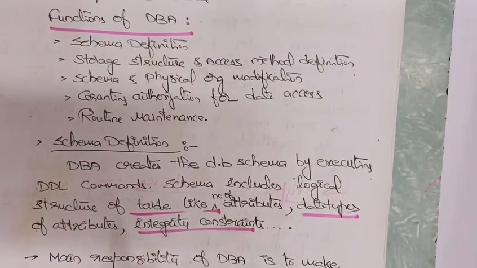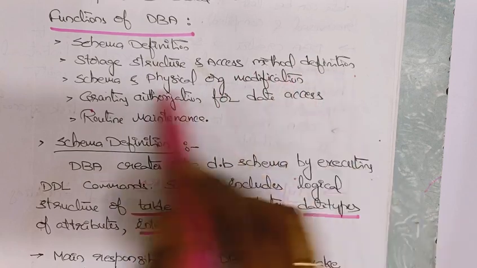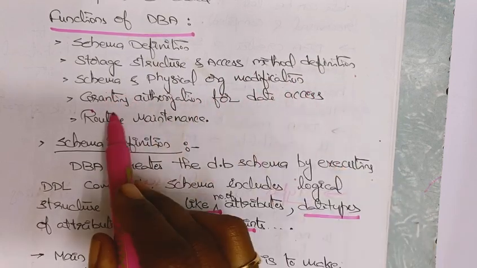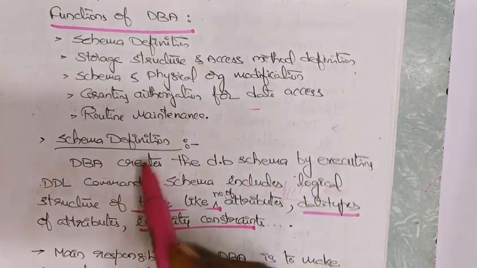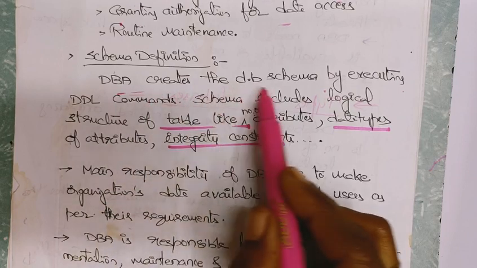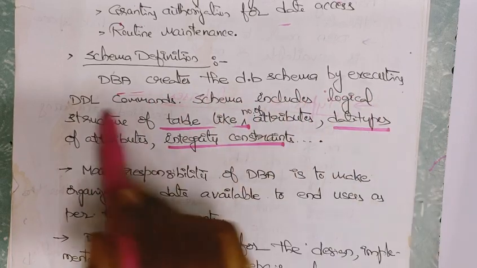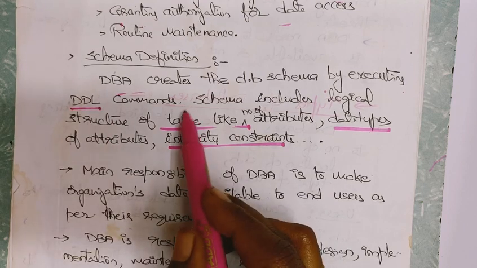Next one, the functions of a database administrator: schema definition, storage structure and access method definition, schema and physical organization modification, granting authorization for data access, routine maintenance. We will see one by one. First one is schema definition. The database administrator creates the database schema by executing the data definition language commands.